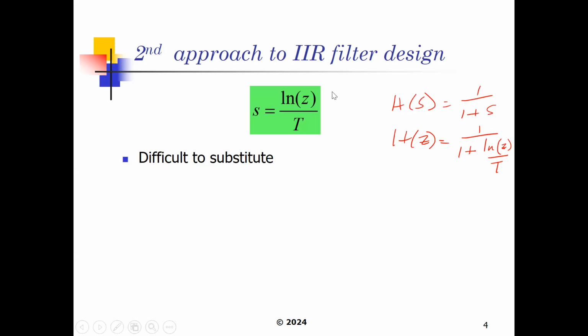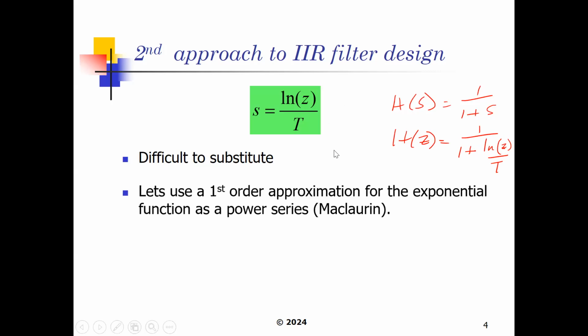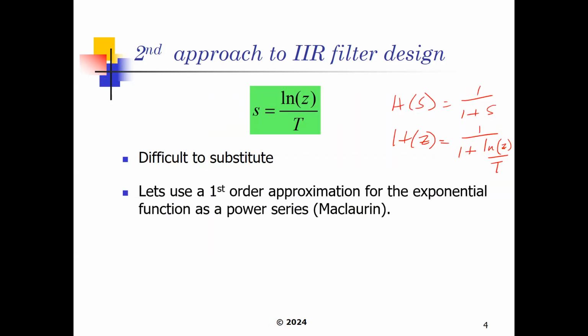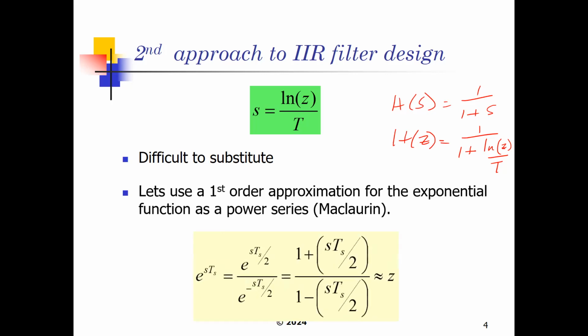But I'm getting there. So what we do now is take an approximation for that exponential function that we had before, this e to the sT. And we use a power series. And if you drag your mind back to some of your CAPE work, something called a Maclaurin series for e.